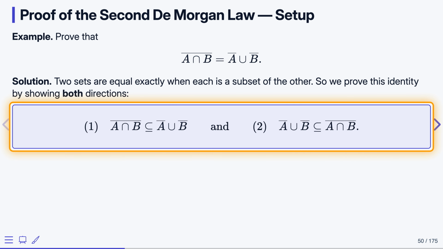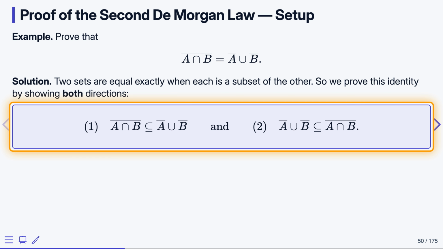Let us prove the second De Morgan law as a worked example. We want to show that the complement of A intersect B equals the complement of A, union the complement of B. Remember method 1 from the previous slide. Two sets are equal exactly when each one is a subset of the other. So we must prove two things.